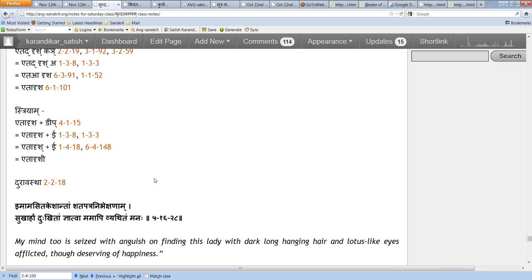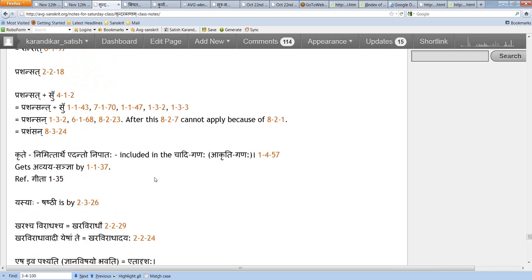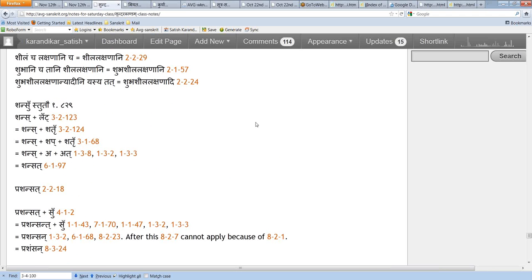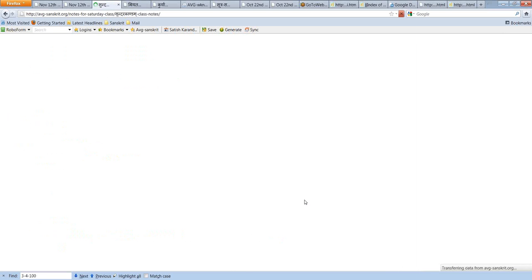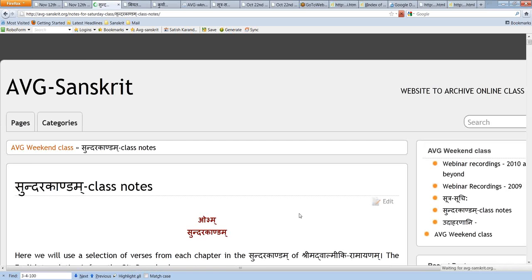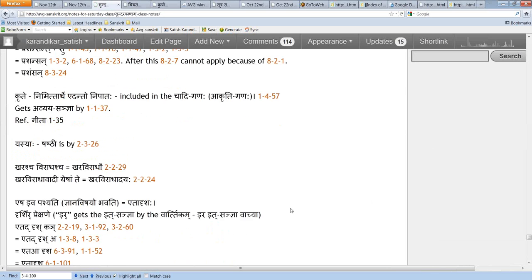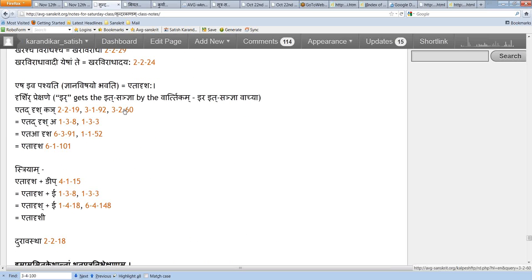Duravastha is just pradi samasa. So dushtavastha, duravastha. Okay, thank you, Ravi, for catching the typo. This sutram is very helpful. The sutram is 3.2.60, Jidatyadadishu. That's the sutram which you just saw.